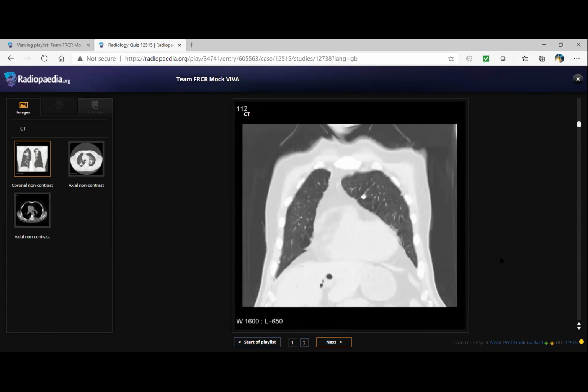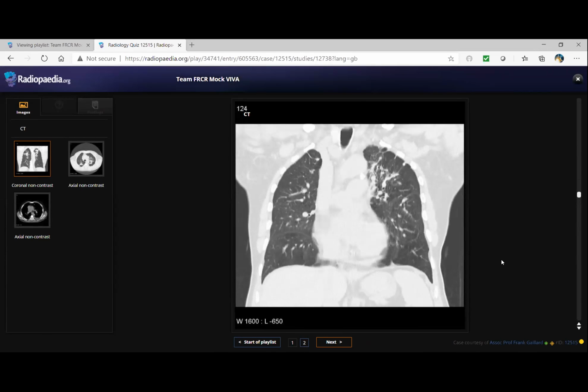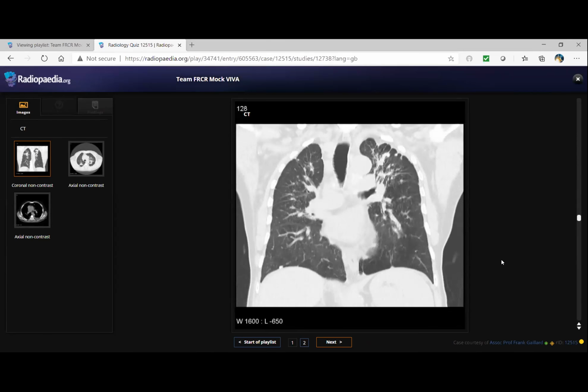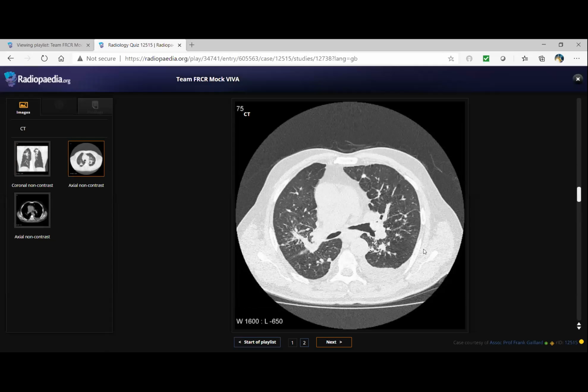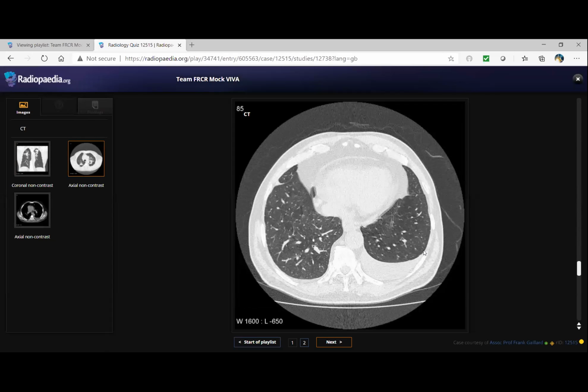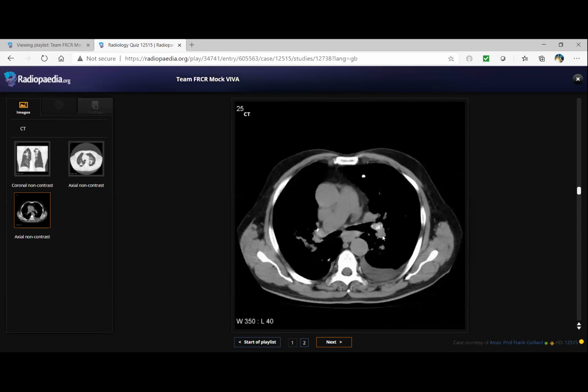These are the coronal images in lung window, and this confirms the findings of bilateral upper lobe fibrosis. I can also see some nodular opacities, and in my usual practice, I will see it in the mediastinal window, lung window and bone window. So I can see some dense nodular opacities also.